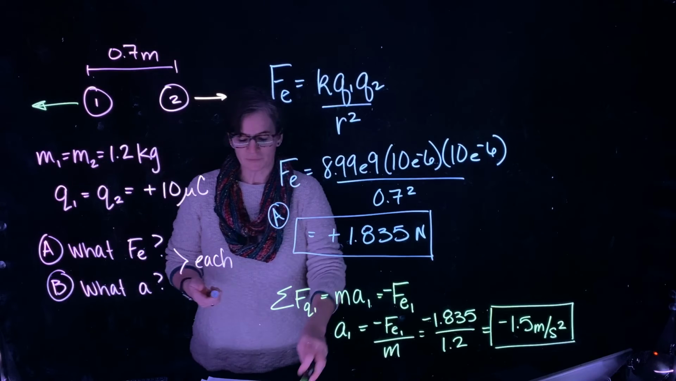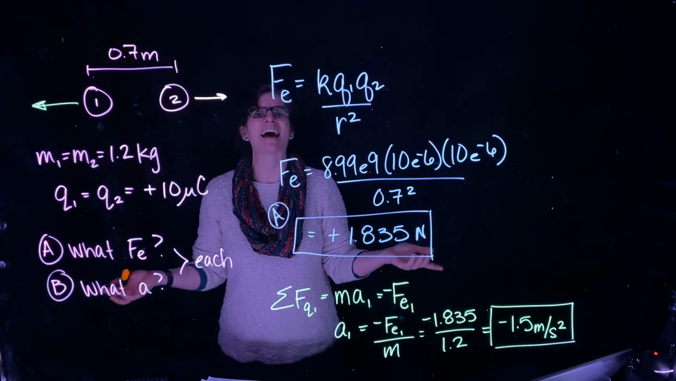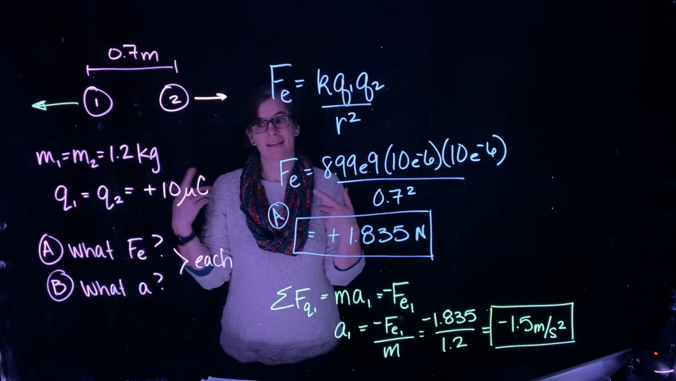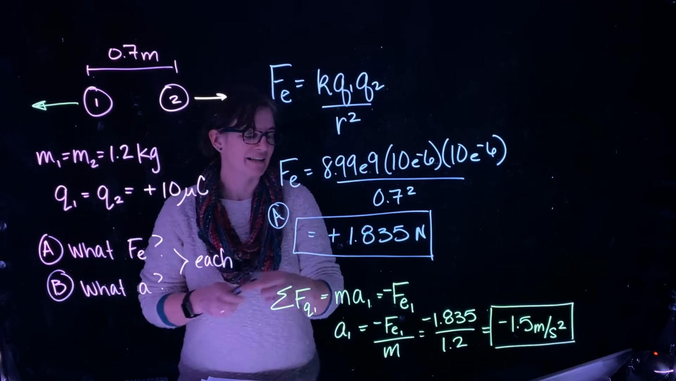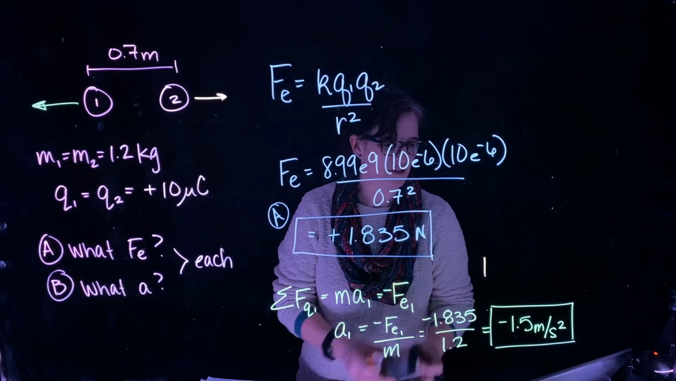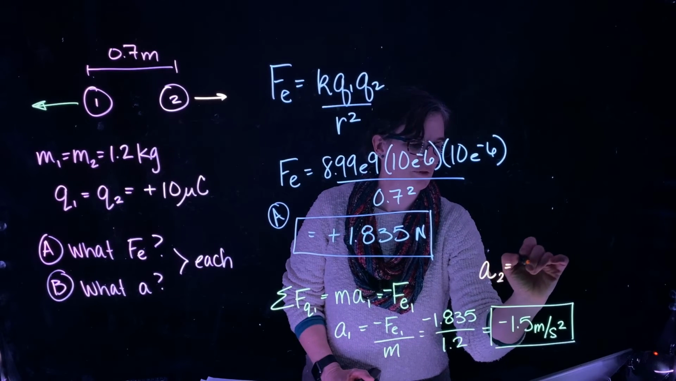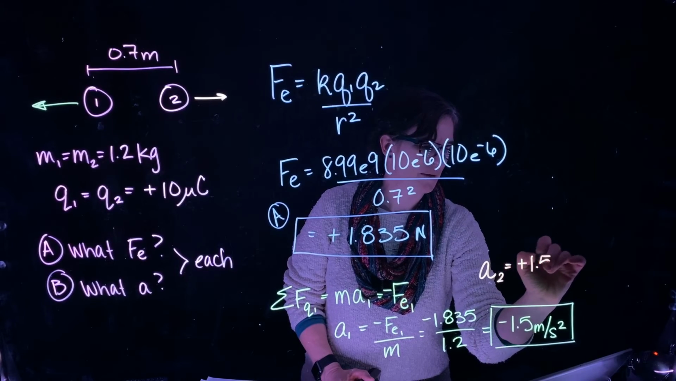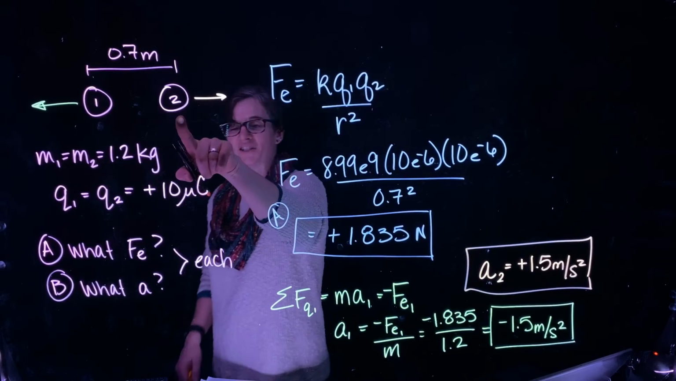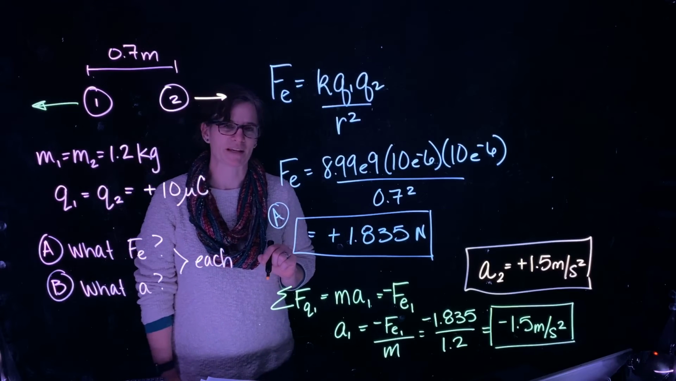What about object 2? Well, they're the same mass. So they're experiencing the same force. They have the same mass. They have to have the same acceleration. They experience the same force, Newton's third law pair. In this case, they have the same mass. So I can deduce with reasoning that the acceleration on object 2 is equal to positive 1.5 meters per second squared. Why is it positive? Well, the change in motion is to the right. The force is to the right. So positive 1.5 meters per second squared.